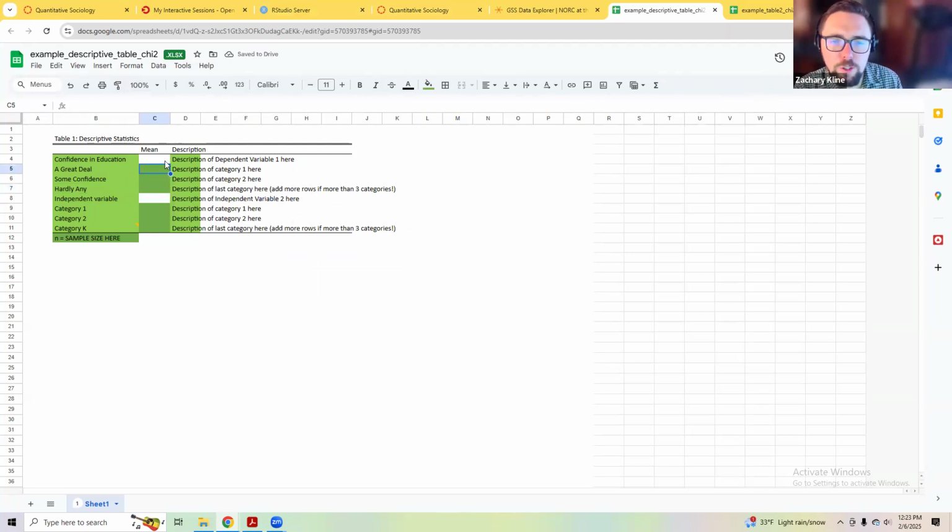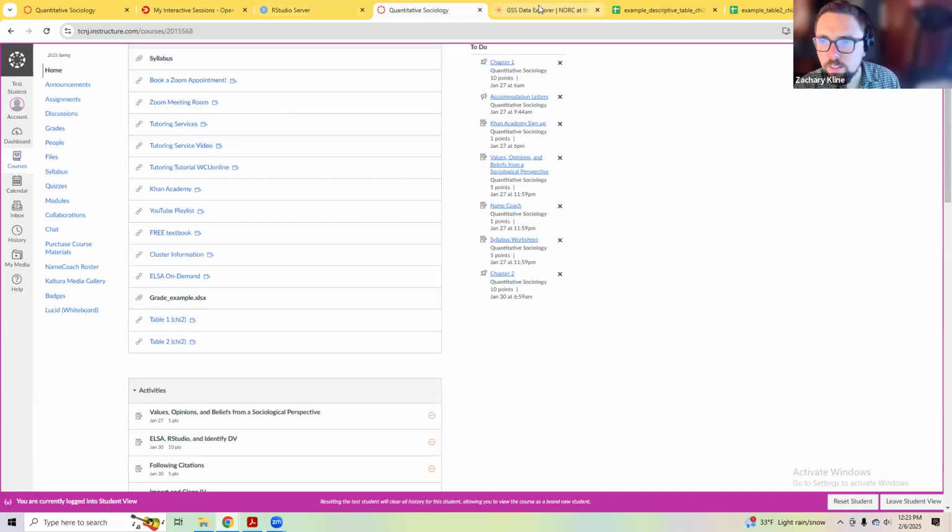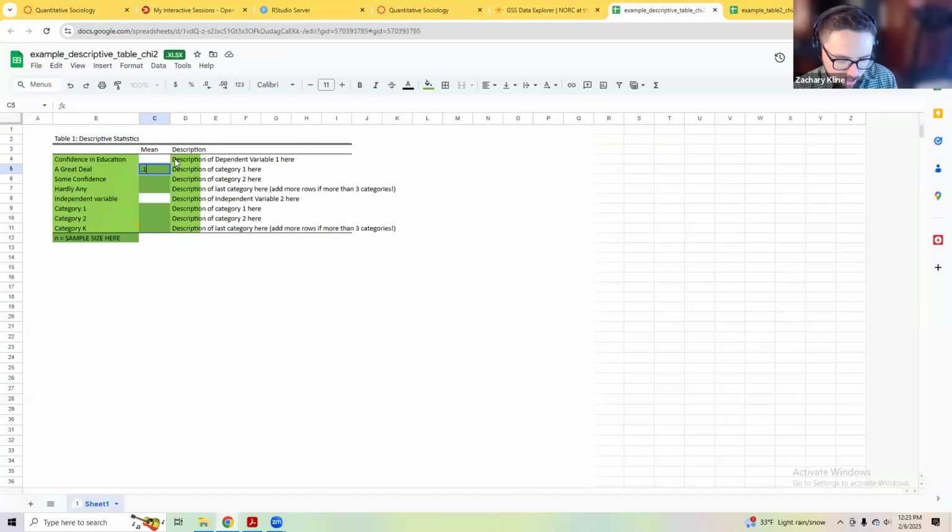So here we want to put the proportion of those that have a great deal of confidence in education. That's right here, 18. I'm going to round all this to 2 decimal places. 0.18, 0.59, 0.23.